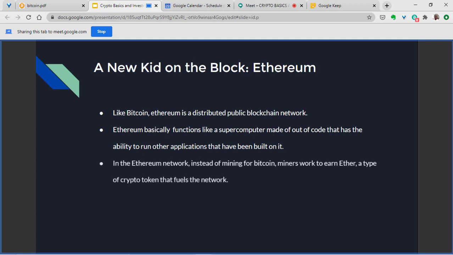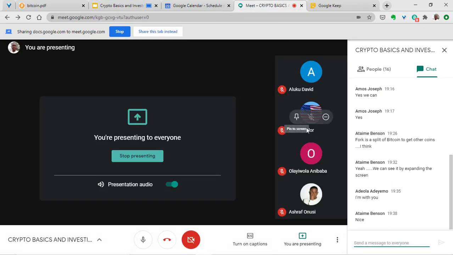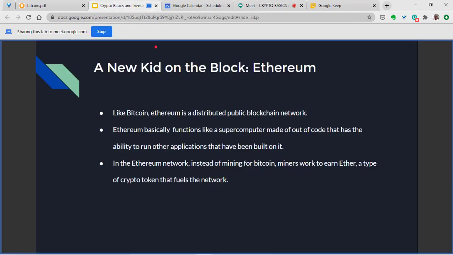Basically, in the Ethereum network, the miners work to earn Ether. So Ether is the currency. Ethereum is the network, and that's one thing we must be able to separate. Ethereum is the network. Ether is the currency, that's what is actually worth something in the network. It fuels the network.